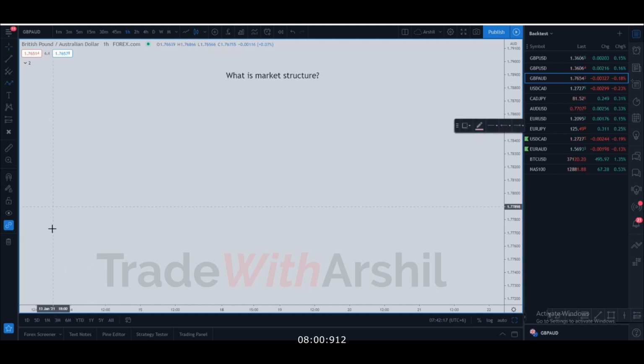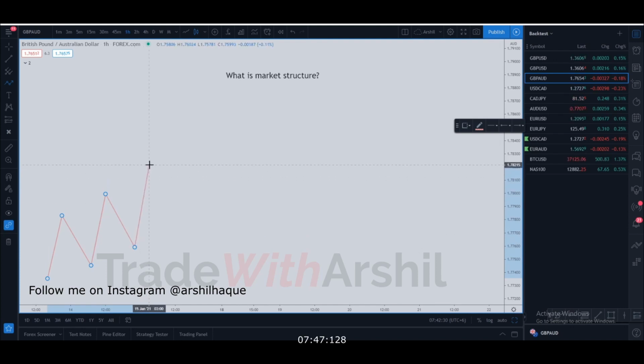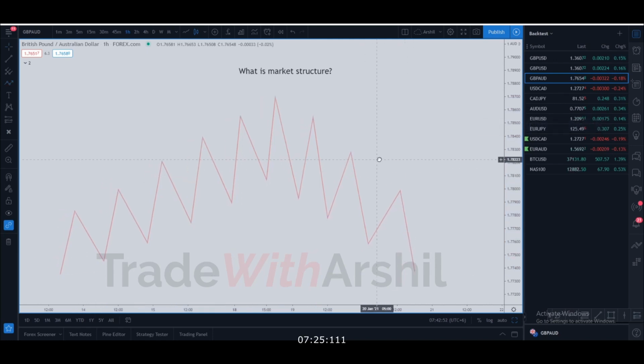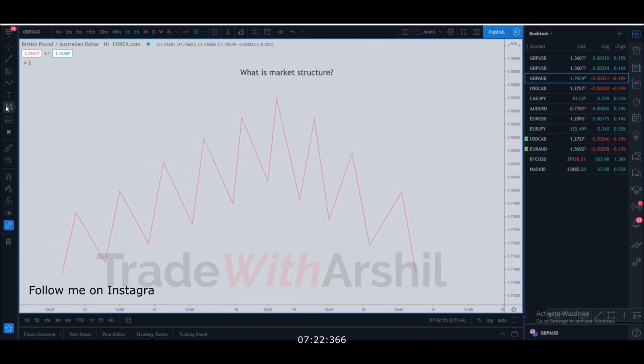To begin with, the market moves in cycles. The market keeps forming the same patterns to move itself. It either forms higher highs and higher lows, or lower lows and lower highs. So basically it goes like this: higher highs, higher lows, higher highs, higher lows, and then suddenly a lower low forms, and then again lower highs, lower lows, lower highs, lower lows. This is just an example, the basics of how the market moves.